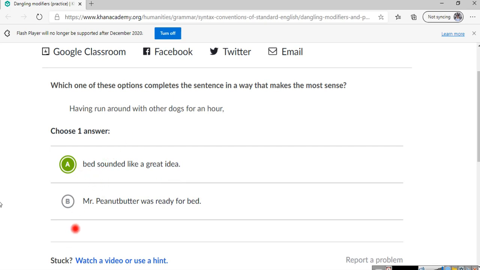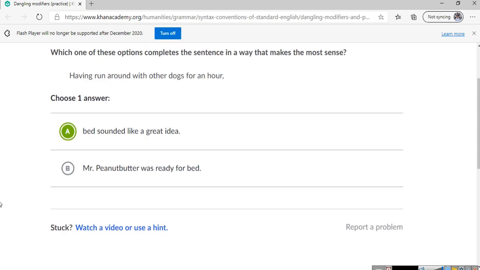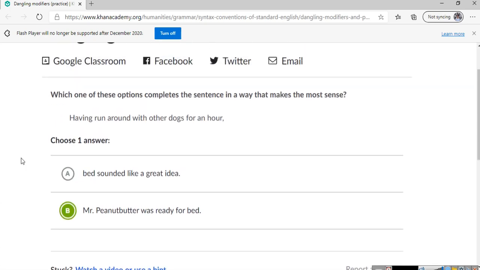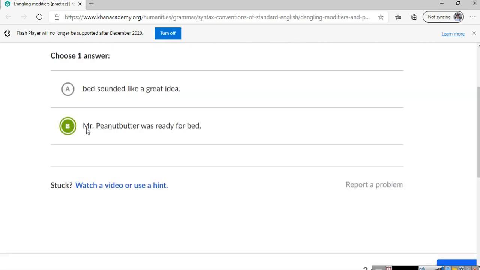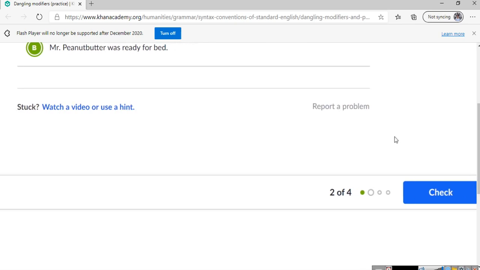If we say bed sounded like a great idea, that would be the same as saying the bed was running with other dogs for an hour. So I don't think that is correct. Instead, we have Mr. Peanut Butter, which sounds like a pet name, and it makes sense. If it's a pet, he was probably running around with other dogs for an hour, and after that, he was ready for bed. So let's check if that is correct.